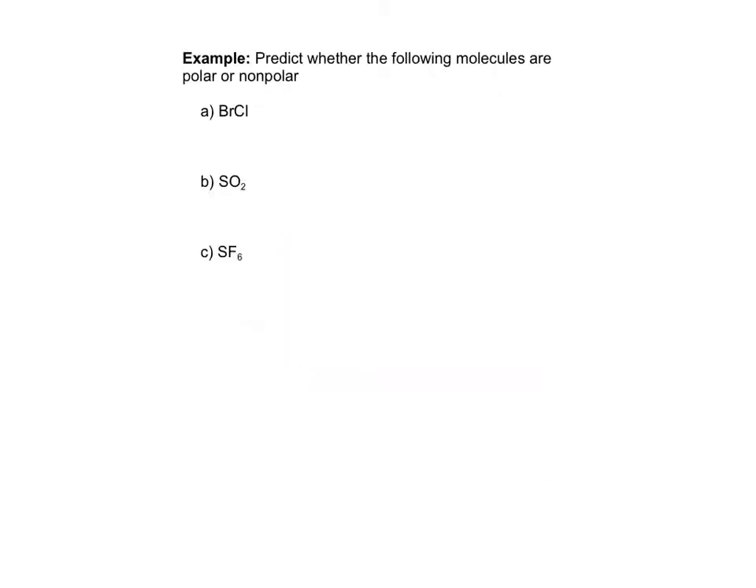Okay, so let's try a couple examples. BrCl, pretty simple. Just do your diagrams, Br to Cl. Who's more electronegative? Chlorine's more electronegative than bromine, so you're going to have a dipole moment like that. So this is definitely going to be a polar molecule.